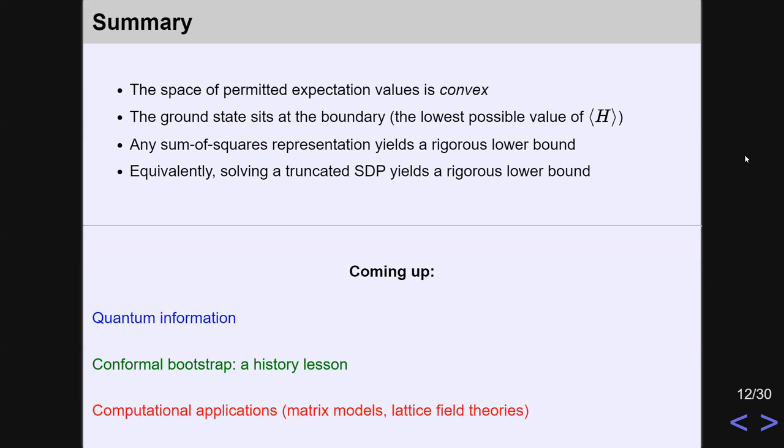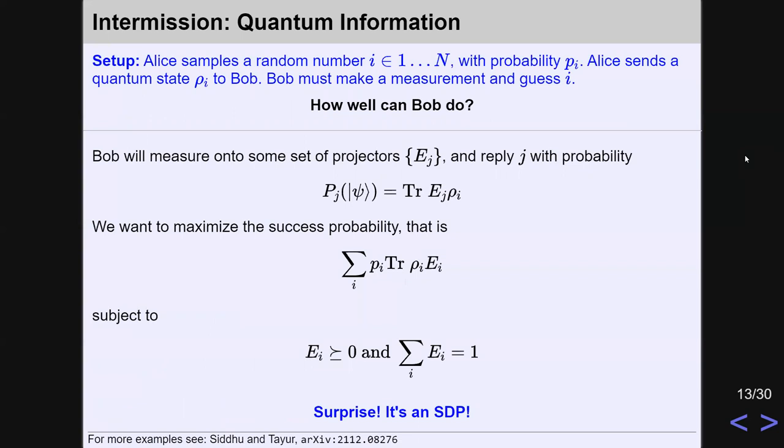Okay. The outline of the rest of the talk: I'll have a quick foray into quantum information and a bit of history on the conformal bootstrap, which uses a lot of these ideas. And then I'll talk about computational applications of this, particularly to lattice field theories, which is where my work has been. Okay. Are there any questions before I move on? Okay, no.